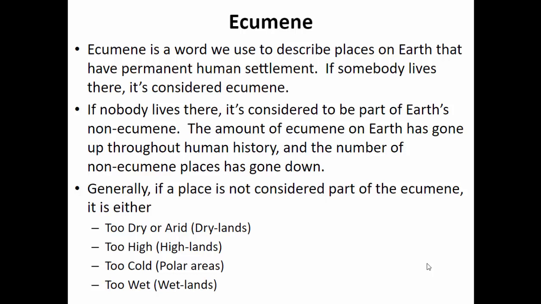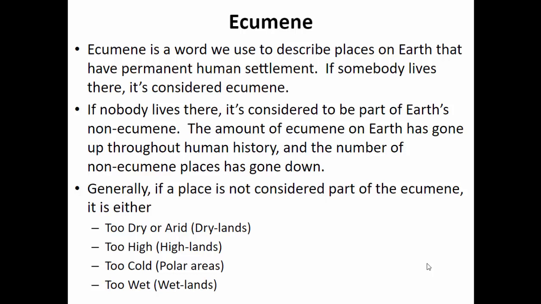Now, the amount of ecumene on Earth has gone up throughout human history because, well, we've had more people, and so people have spread out into new areas. All right? But the number of non-ecumenical places has gone down. However, we're also increasing the number of places that we can live on. In the past, you might not have had water in an area, so people couldn't live there permanently. Now we can bring irrigation or other innovations to it. So the amount of land that is ecumene has increased, while at the same time, the percentage of land around the world that is permanently settled has increased.